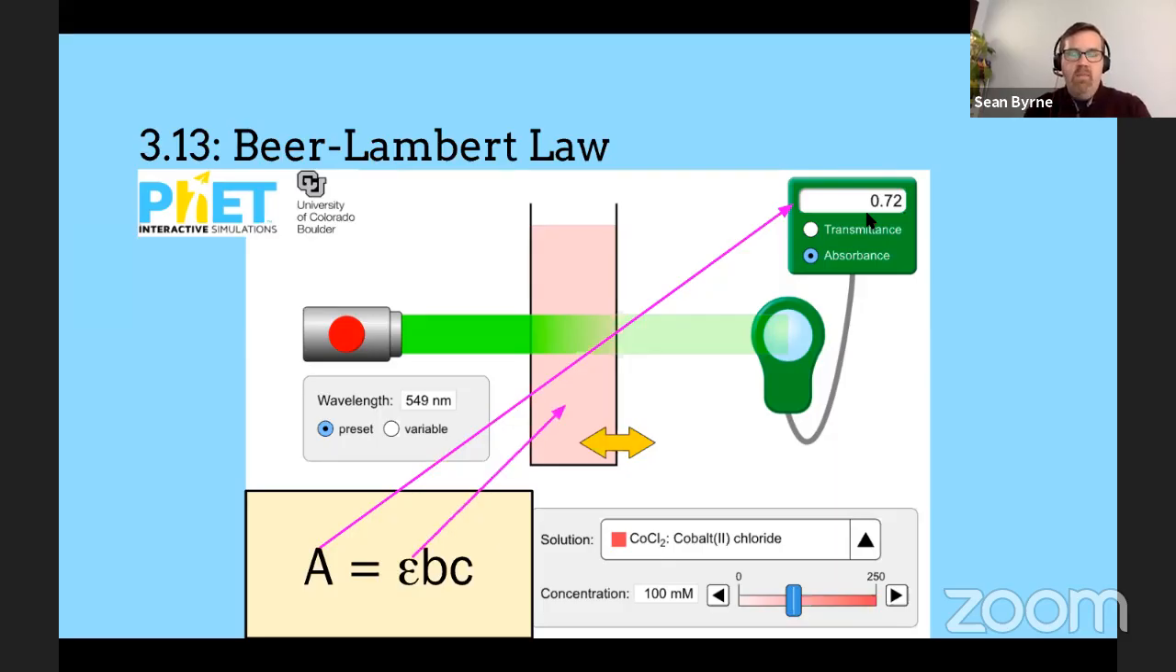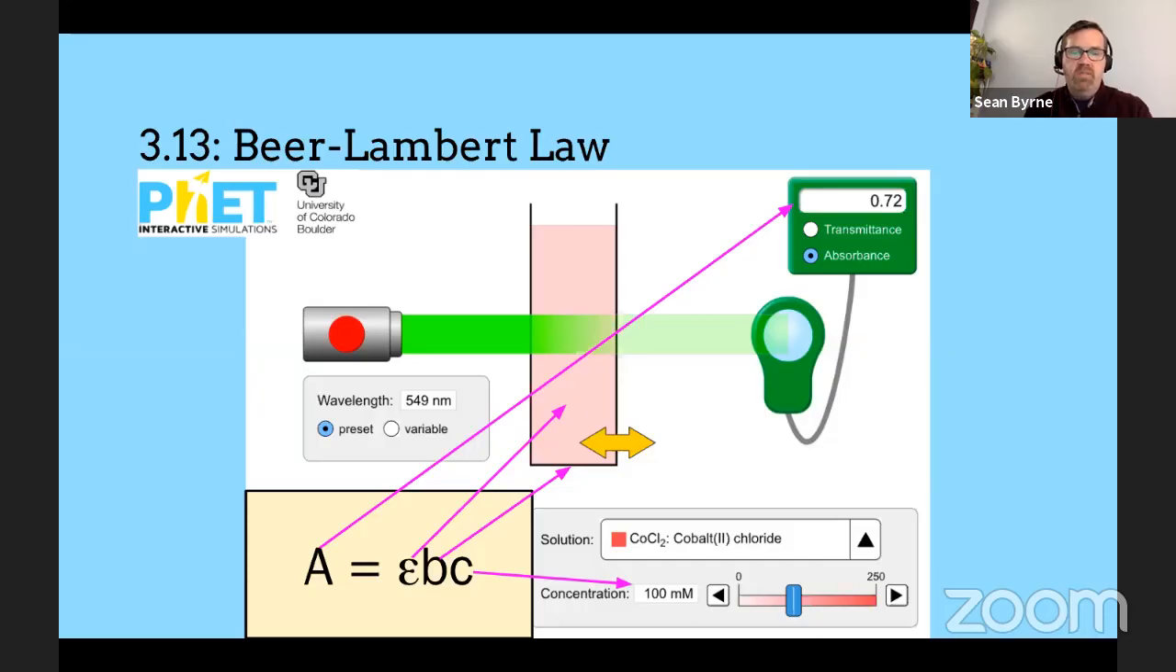Okay, there's a constant that is related to every different solution. We don't typically use that as much. We look at one solution at a time, and so because that's constant, we just leave it alone. And B is always related to the length of the sample, and I'll show you how that might make a difference. And then C is concentration.